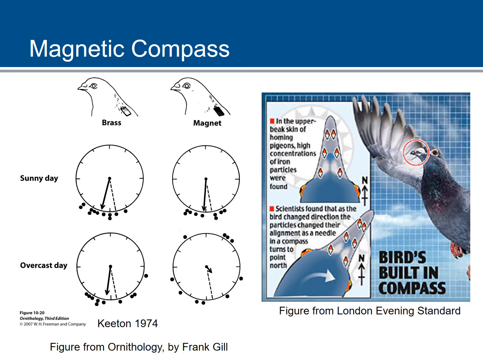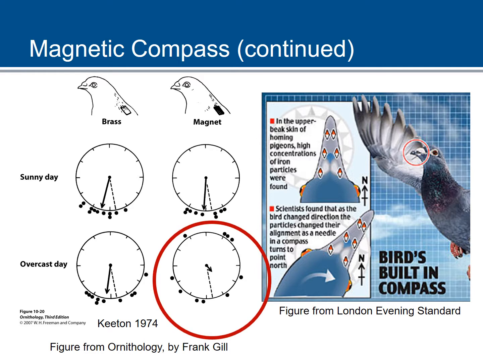And so they attached a magnet to some of the birds, and to others they attached a brass plate as a control. It would weigh about the same as a magnet, but it would not emit the magnetic field. On sunny days, both sets of birds were able to find their way in the proper direction with no problem, because the sun provided the cue that let them know what direction was north or what direction was south.